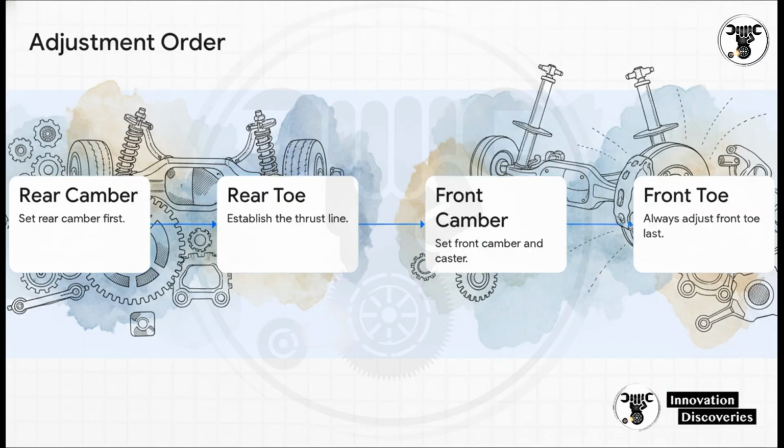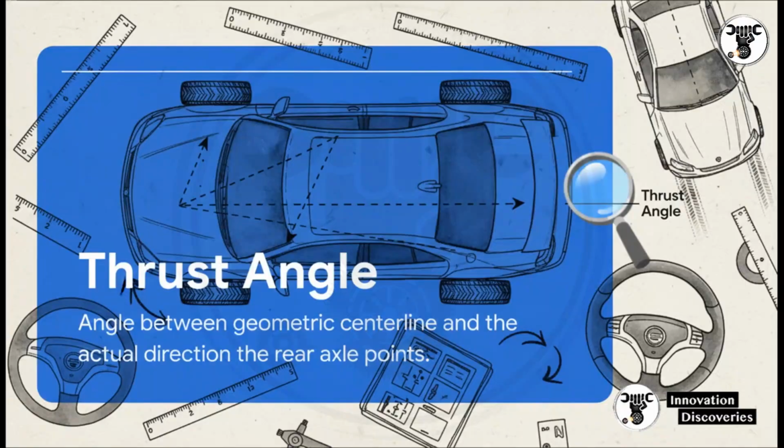Why? Because the moment you adjust caster or camber, you physically move the steering knuckle, which inherently throws off your front toe. If you set front toe first, you're just going to completely ruin your own work the second you touch a camber bolt. Let's see how this builds right into our next concept, the thrust angle.